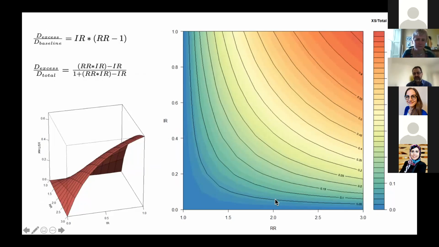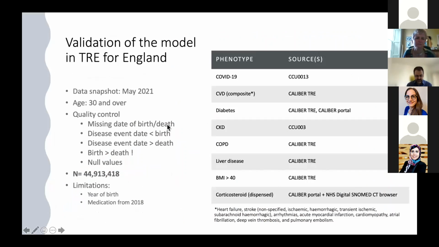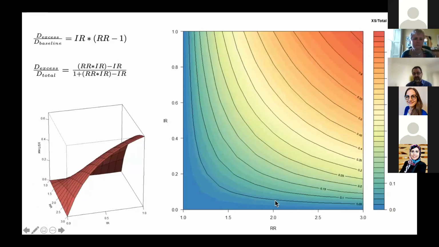For example, for an RR of 2 and IR of, let's say, 0.5 or 50%, you would expect a proportion of around 35% to 40% of the total death to be the excess death of COVID. So this was just scenario-based, with different values of RR and IR.